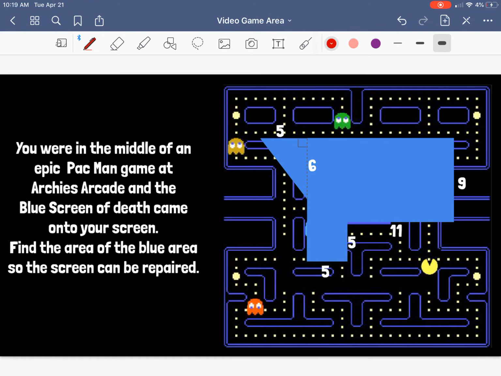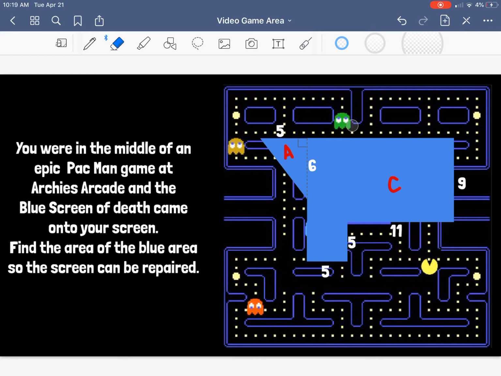In this composite figure, we definitely have a triangle on the left side. I'll call that triangle A. And then the other part of it can be decomposed or broken down a couple different ways. One way is to decompose it right there and have rectangle B and rectangle C.